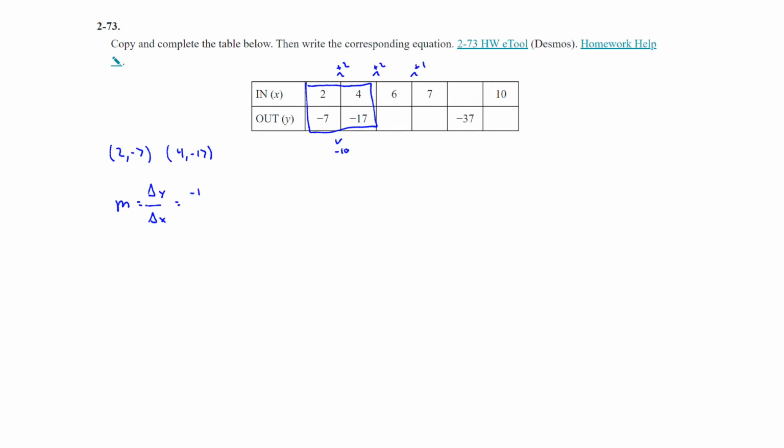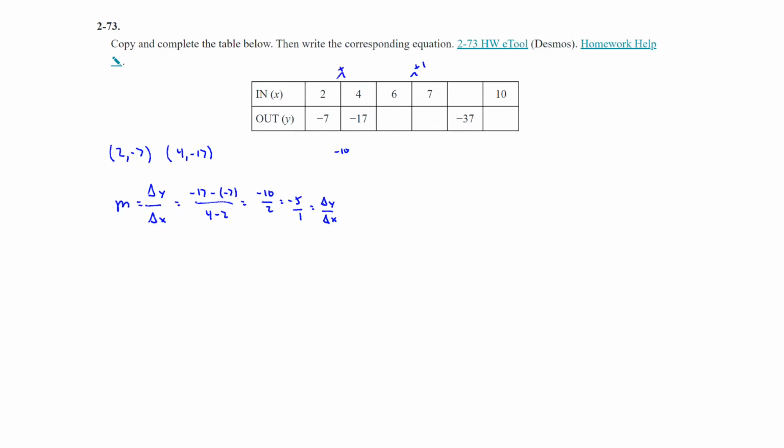So this would be negative 17 minus negative 7, and then 4 minus 2. So that would be negative 10 over 2 or negative 5. So what that means is for every x value that it's increasing, it's decreasing the y by 5. Because remember, this is negative 5 over 1, and that's delta y over delta x. So if we're going up by 2, which is what happens right here, let me erase some of this right here.